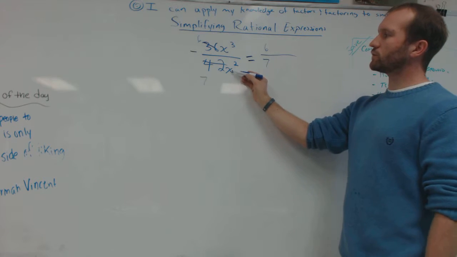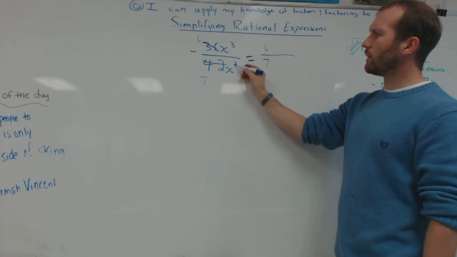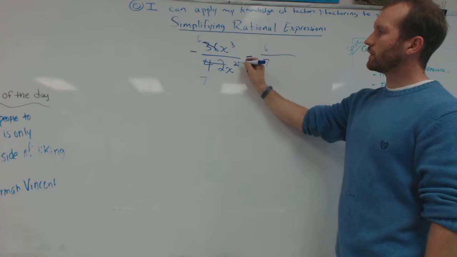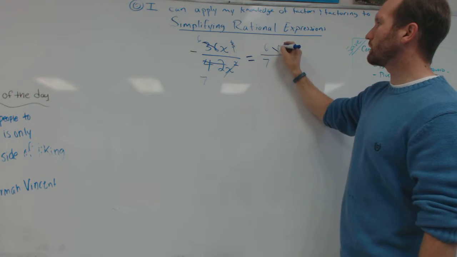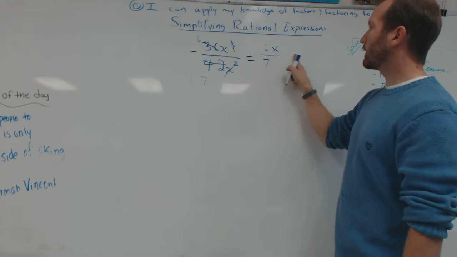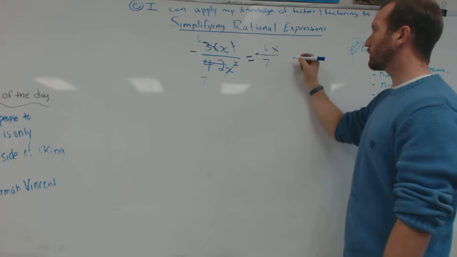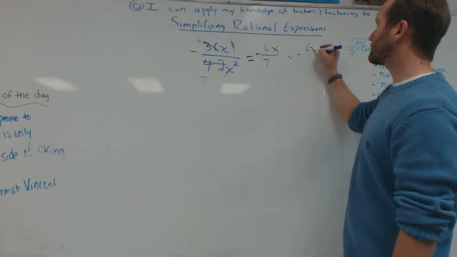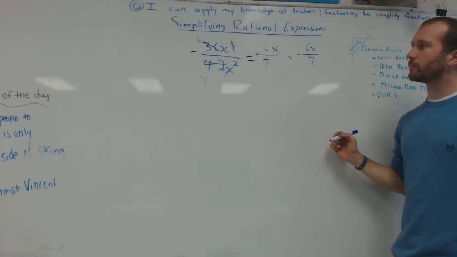Negative 6. And then to reduce these, we use that exponent rule. We subtract the smaller one from the larger one. So subtracting x squared from x to the third leaves us just an x up top. Don't forget your negative, and then you're done. So negative 6x over 7 is the final answer to that.